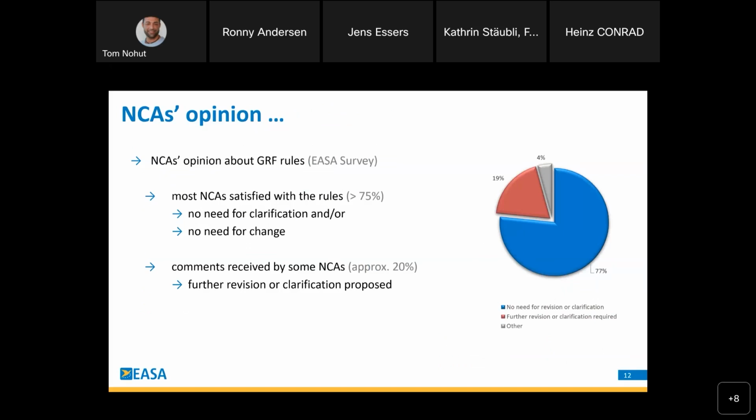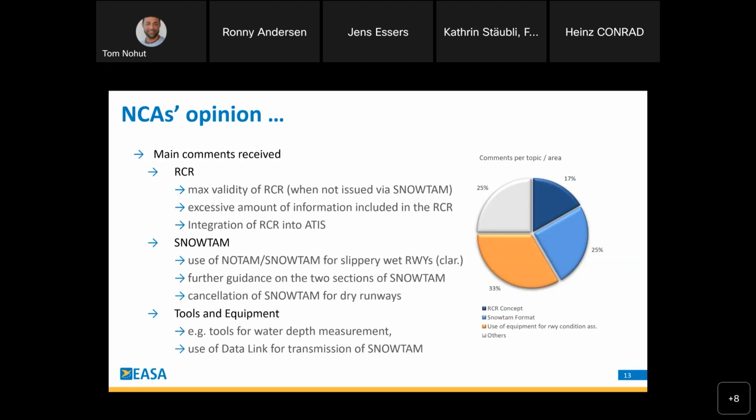However, despite the challenges that I mentioned before, the opinion of the competent authorities about the new GRF rules was extremely positive. In fact, more than three-quarters of the competent authorities declared themselves satisfied with the new rules, meaning that they don't see any need for clarification or change of the current rules. But we also received some comments from some national competent authorities, about 20% of them, asking either for clarification or some amendment of the rules. The most relevant and most recurrent comments that we received were mainly related to three topics that you can see on this slide: runway condition report, SNOTAM format, and tools and equipment.